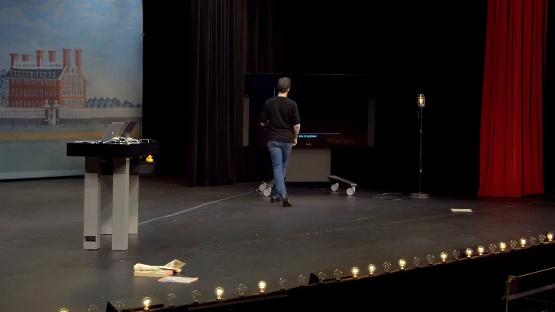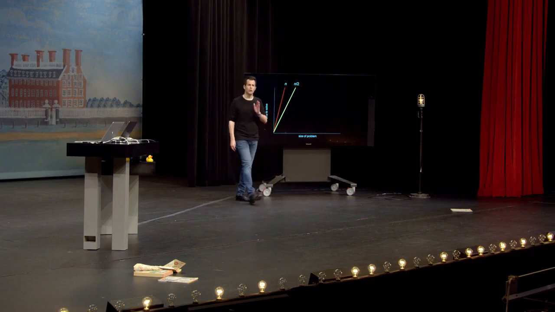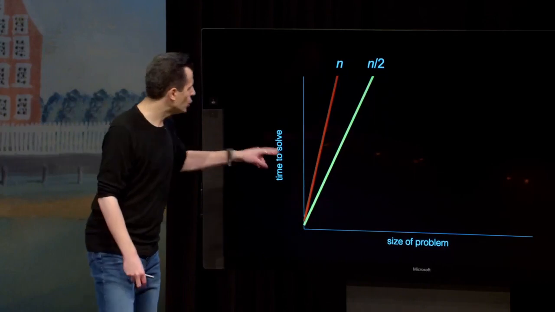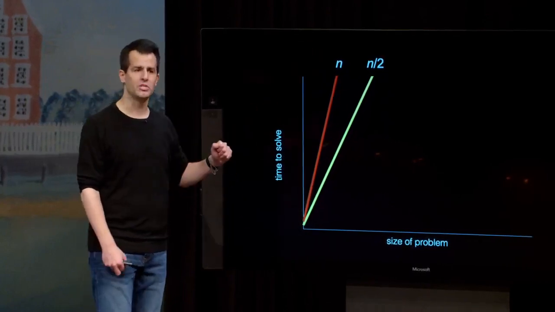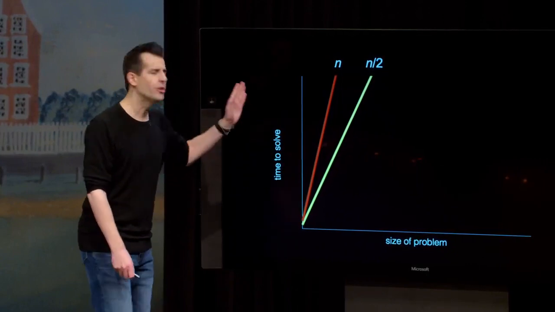The second algorithm is actually better. It's still a straight line, so it's still a linear relationship. But for every 2 pages in the phone book, it takes me one more step. 2 pages, 1 turn. 2 pages, 1 turn. So it's strictly better than the first algorithm.